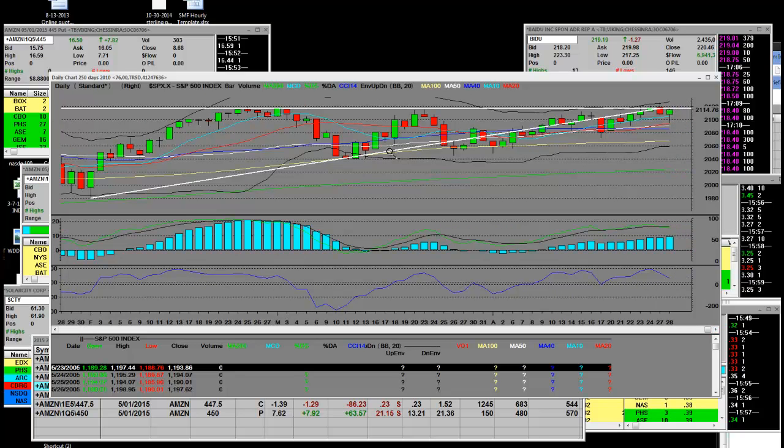I'm going to take out this trend line right there. I'm going to do the horizontal line, and I'm going to want to take this top.